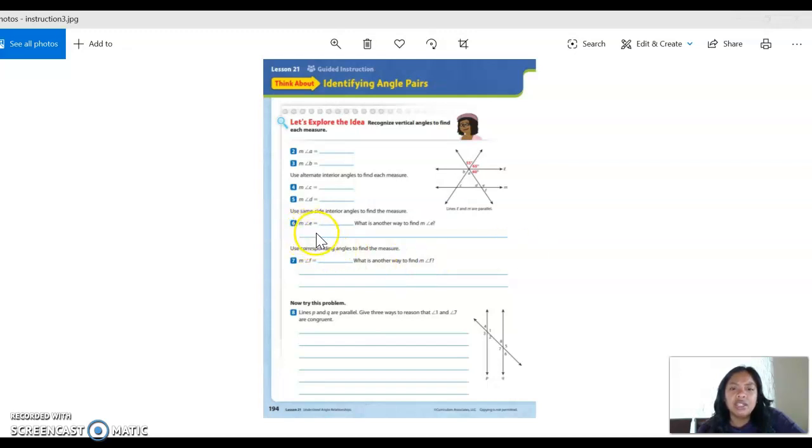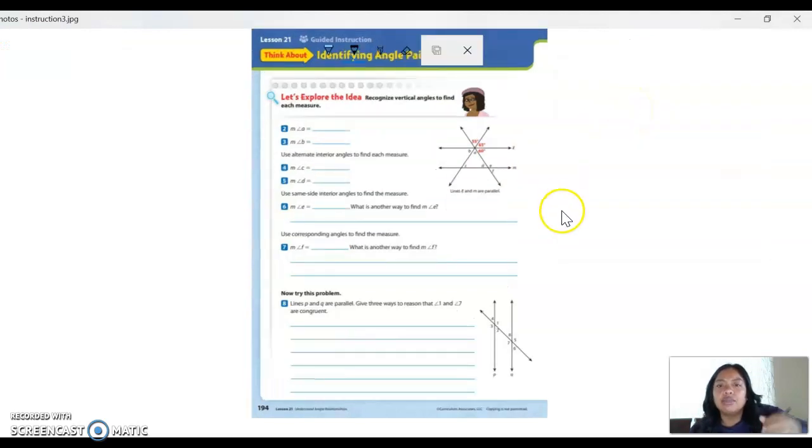Okay, measure of angle E. Look at angle E here. Actually, they want you to use same side interior to find the measure, but quite honestly, you can use whatever method you want. Same side interior means this and this. Same side interior angles equal 180 degrees. So you have 180 minus 60. Let me go ahead and write that down so you can have that. E is going to be 180 minus 60, which is 120 degrees. So 120 for E.